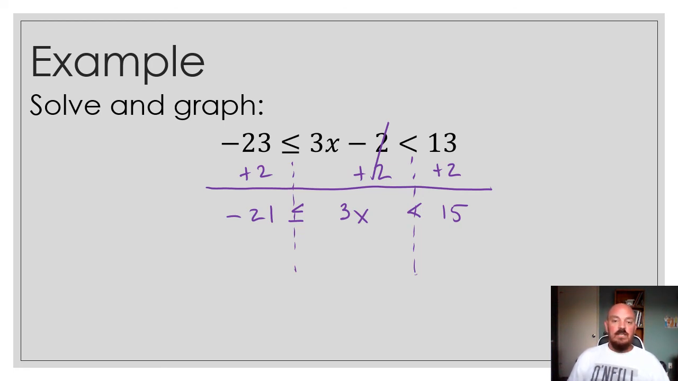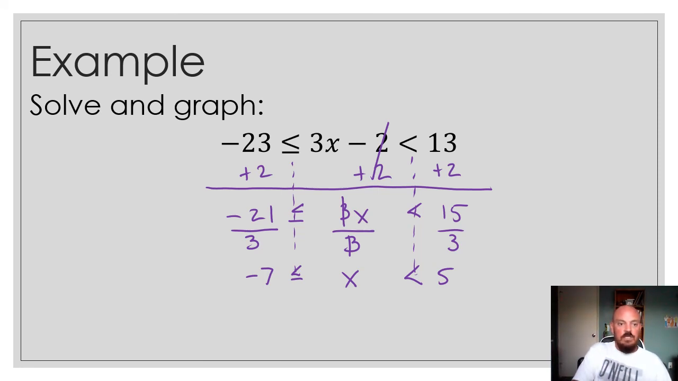If I want to turn that into an x in the middle, I need to divide by 3 to cancel that 3. Now remember, if I want to divide by 3, I have to do that in 3 different places, the beginning, the end, and the middle. So let's see what we end up with here. Negative 21 divided by 3 is negative 7. We'll leave the less than or equal to. The 3's cancel in the middle, we get the x. We'll leave the less than, and 15 divided by 3 is 5. Now that is my final answer. Maybe I'll rewrite it just to make it look a little cleaner. We have negative 7 is less than or equal to x, which is less than 5.